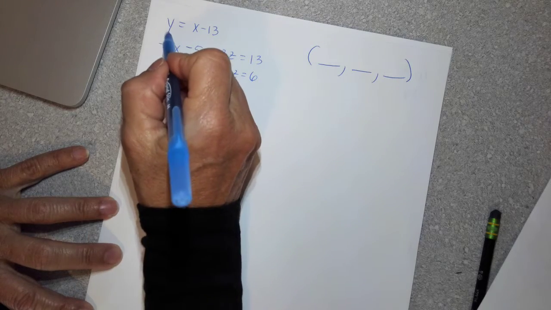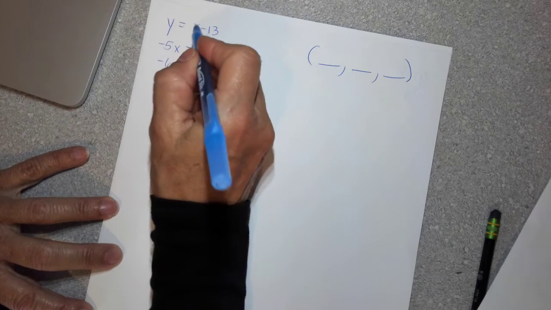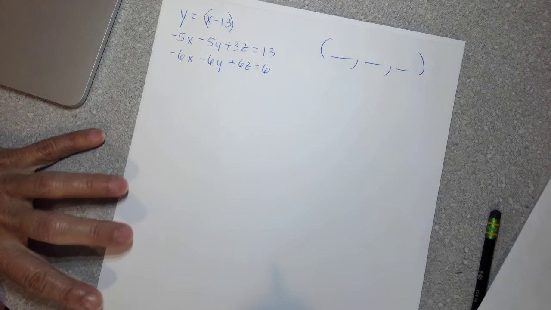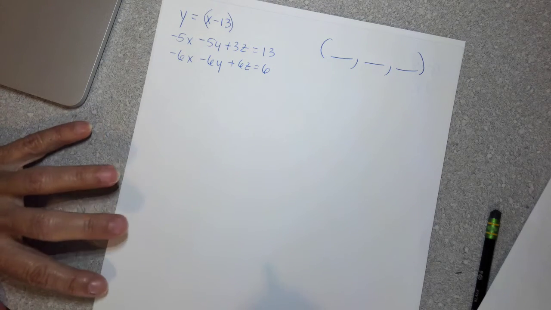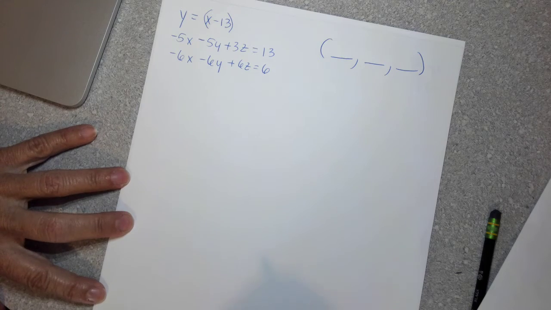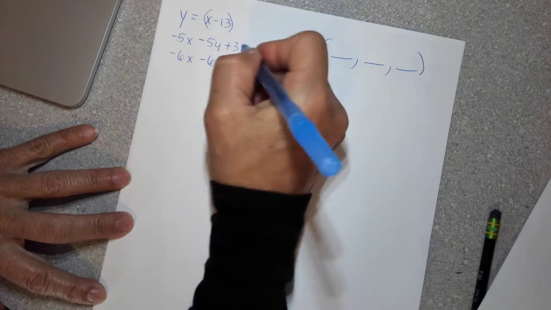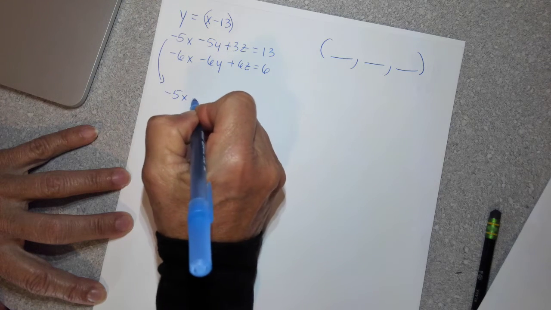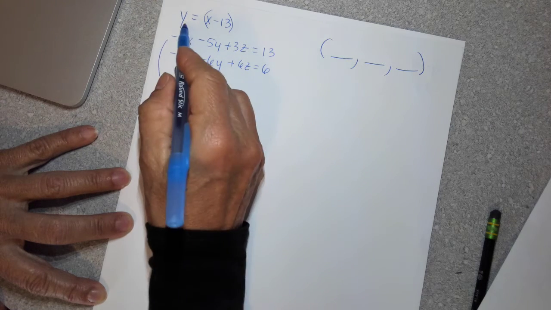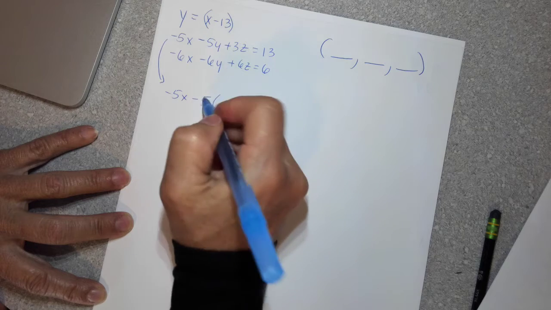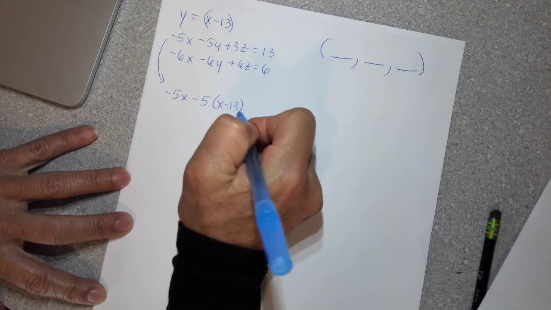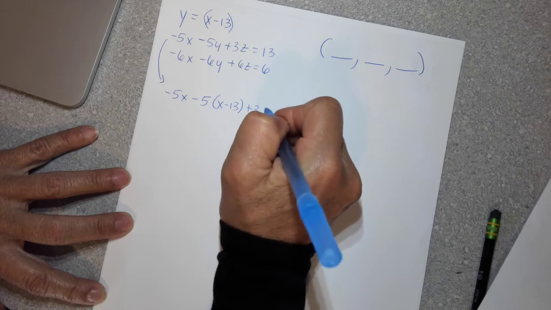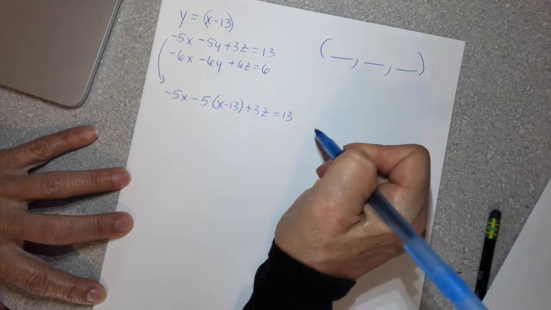Right here, you know that y equals x minus 13. So this is one thing that I can replace into my other two equations. You're always looking for something to do that'll make them easier. So this middle equation right here, I can rewrite as negative 5x minus 5, and then where there was a y, I'm going to replace or substitute in x minus 13. Then I'm going to keep going with this equation, which is plus 3z equals 13.